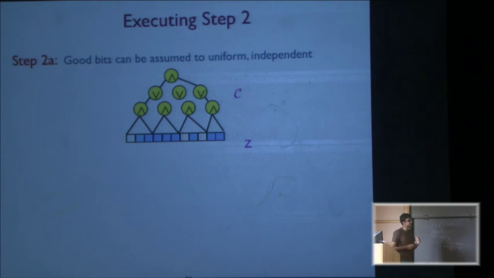All right. A sub-step is actually saying that we can just solve an easier problem where the good bits are not t-wise independent, but actually uniform and independent. But for this, we need some good properties out of the extractor C. If the extractor C has some nice properties, then it's enough to just assume that the good bits are uniform and independent.